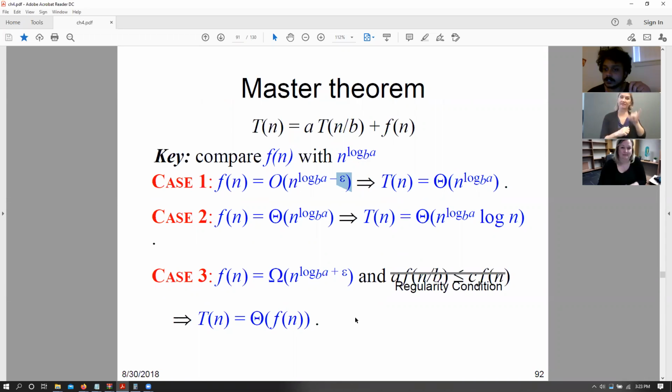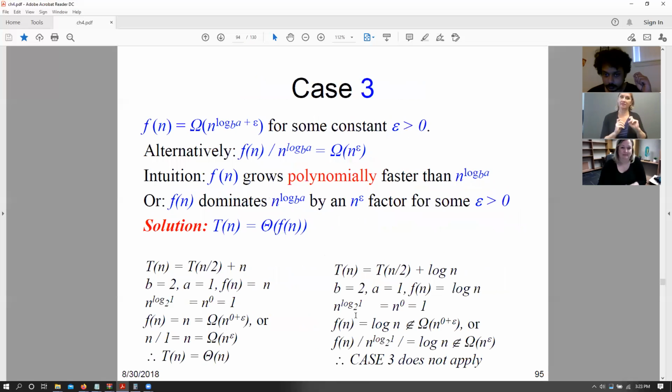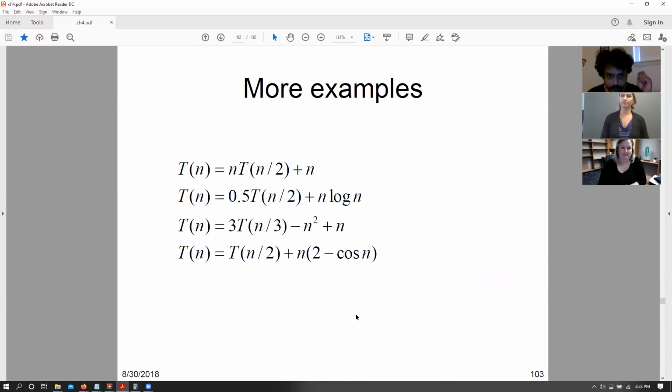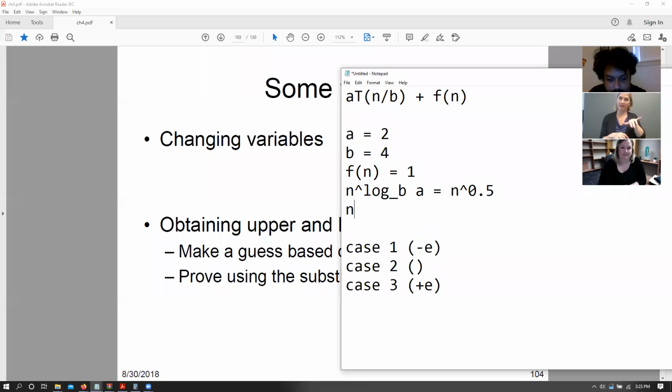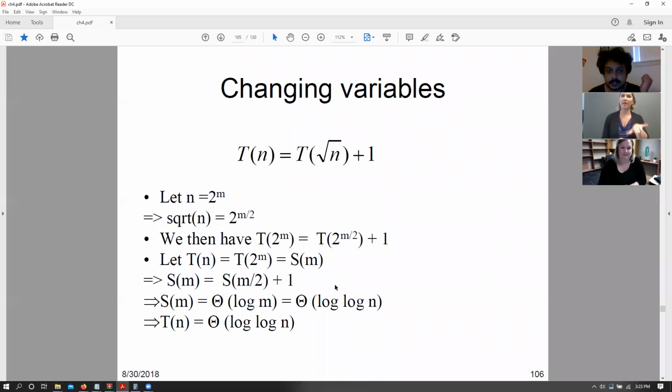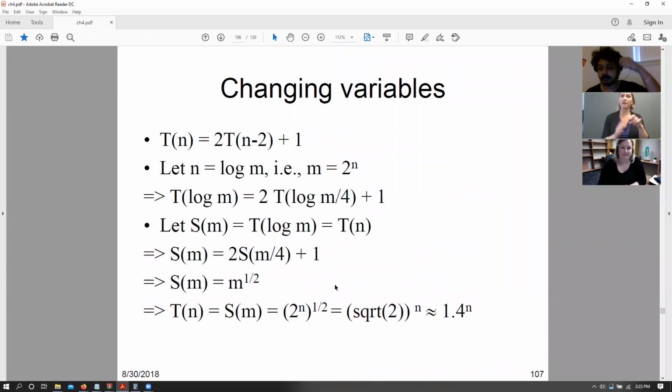So that essentially gives us case 1, right? We need to make this into n raised to the power of 0, so we basically need to subtract 0.5. So that is case 1. Case 1 essentially means that we have big theta of n raised to the power of log base b a. Log base b a in our case is 0.5. So we have the time complexity of m raised to the power of half.